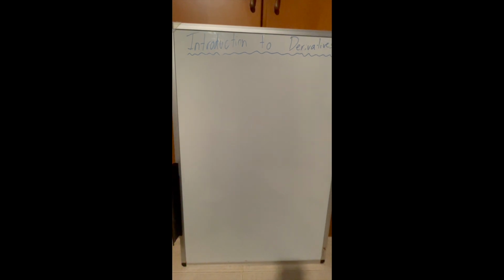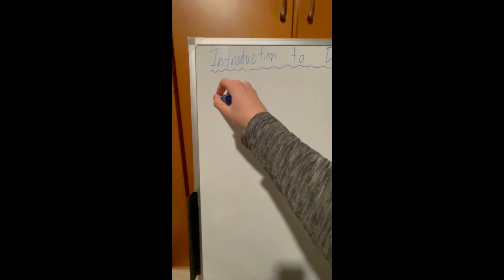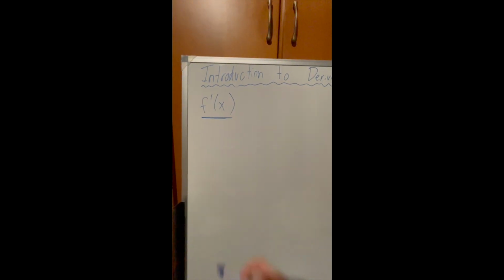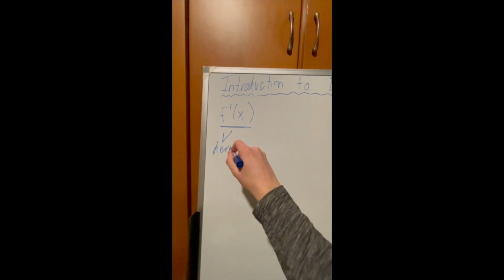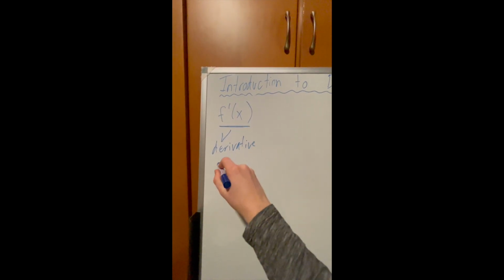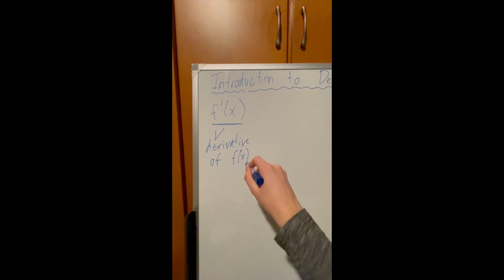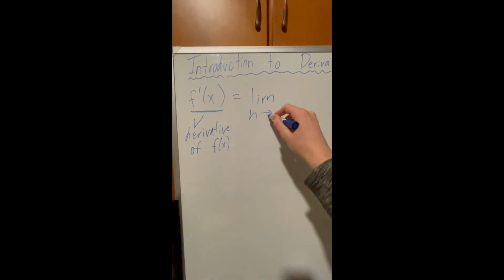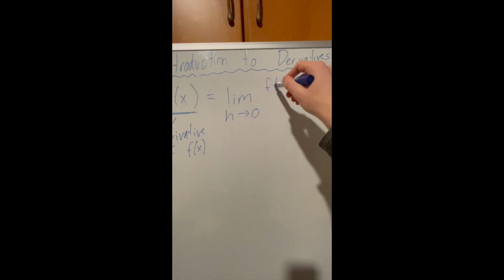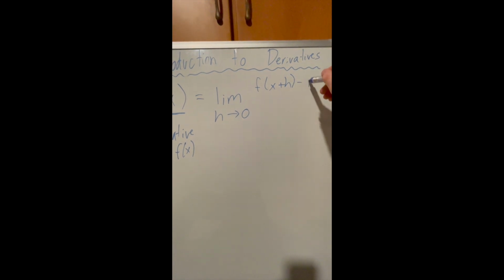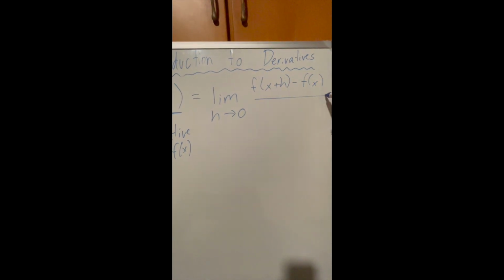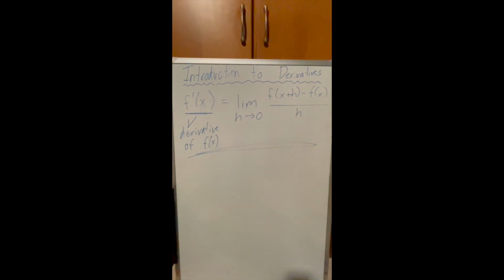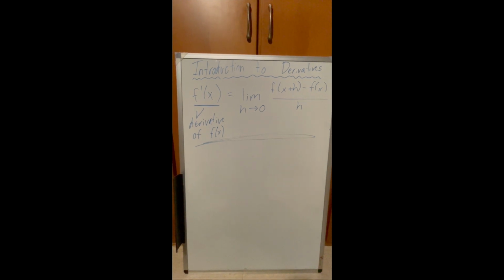There is a general formula for finding derivatives, which is f prime of x. This is the notation we use for our derivative. This is the derivative of f of x. f prime of x is equal to the limit of h approaching 0 of f of x plus h minus f of x, divided by h. That is our general formula for finding the derivative of a function.